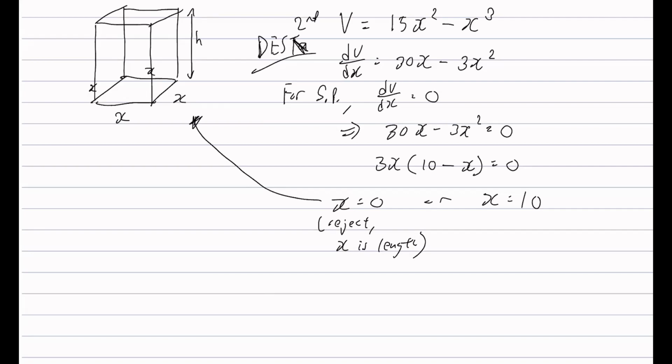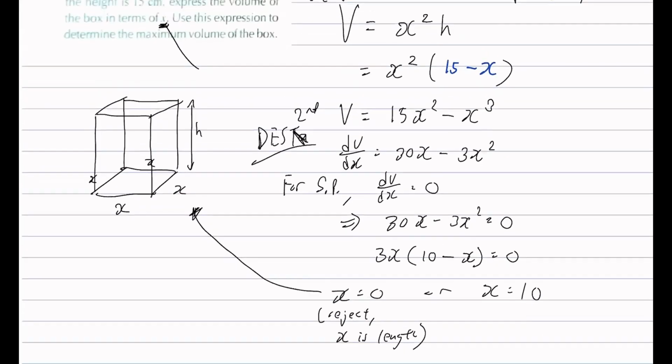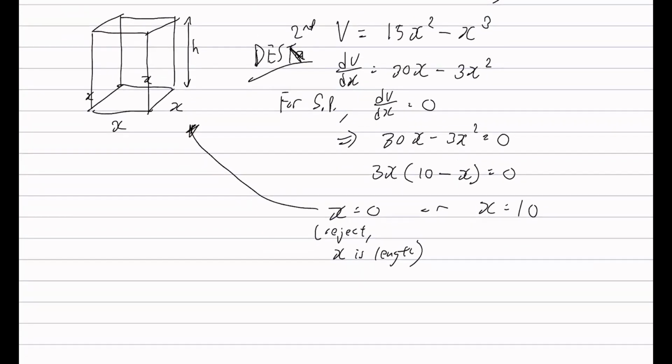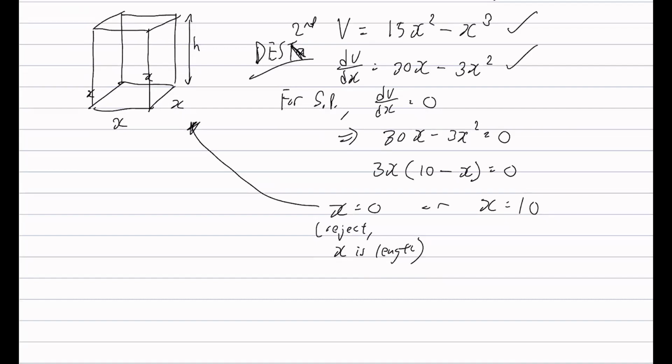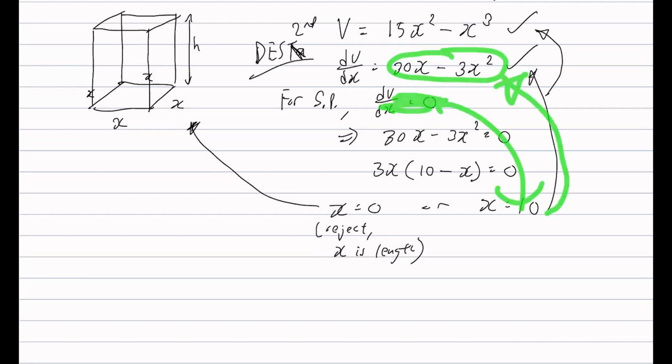Then what do we want? We want to find the maximum volume of the box. So do we sub into the original V or the dV by dx? Into V, exactly. If you sub into dV over dx, you get 0, right? It doesn't make sense. Of course, because we started with 0 to get 10. Then we sub back in, of course, we'll get back 0.